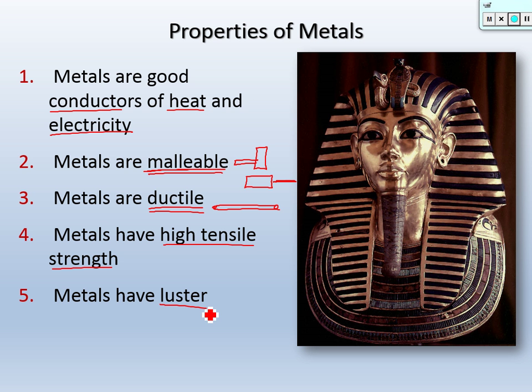So those are the 5 properties of metal. I hope that you will remember they're good conductors of heat and electricity. They're malleable, which means you can hammer them into thin sheets. They're ductile, which means you can draw the metal into long strands of wire. They have high tensile strength. They're very strong. And they have luster. They shine when they're cleaned up.